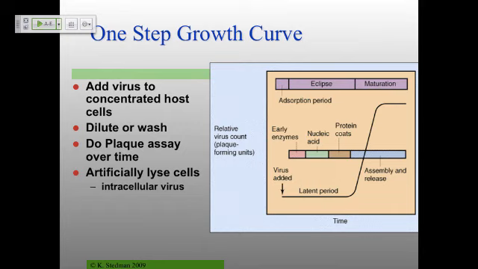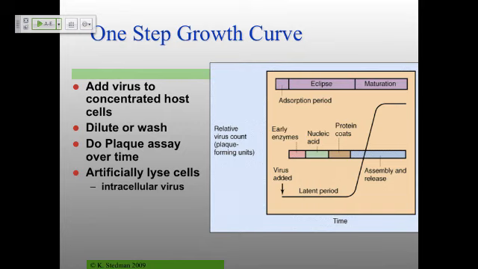There's one slight difference here. In this particular assay, you can also do an artificial cellular lysis, and the lysis of cells basically gives you intracellular infectious virions. So you can do these kinds of one-step growth curves just looking at what's in your supernatant, acellular viruses which have already been produced, or infectious virions which are present inside the cell.